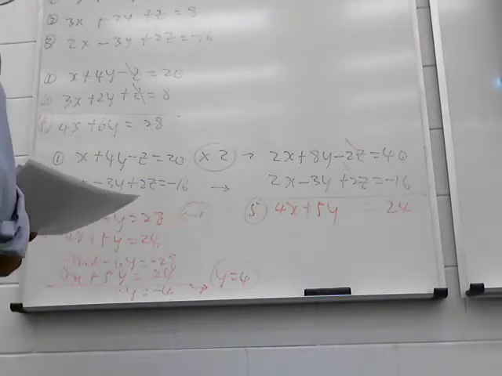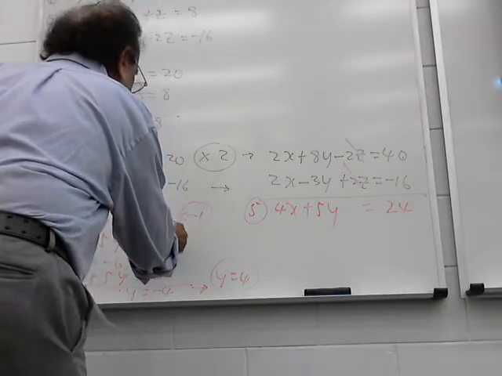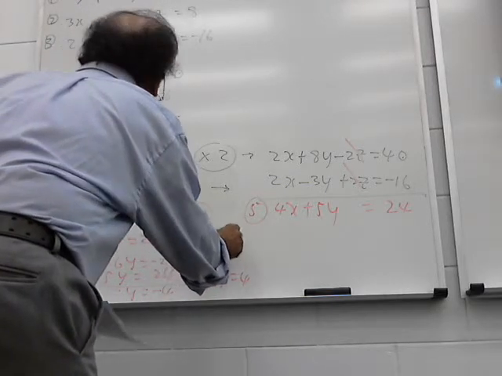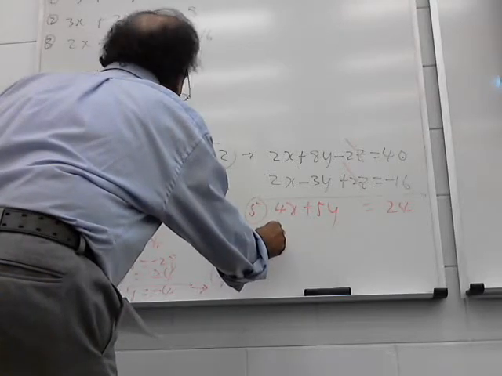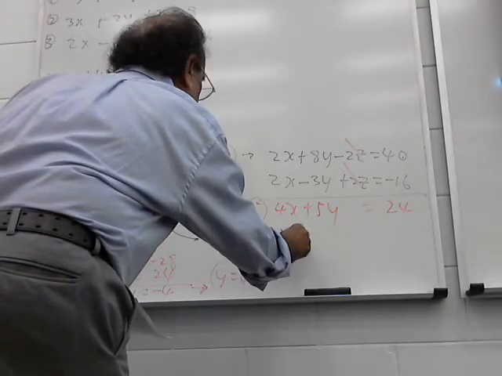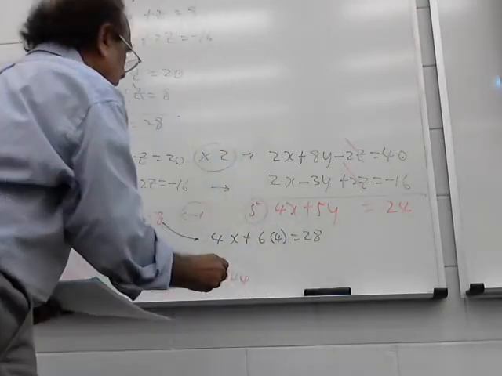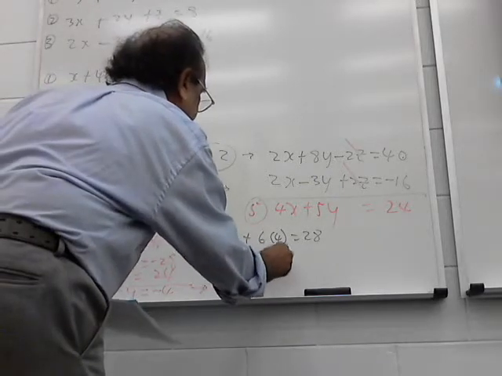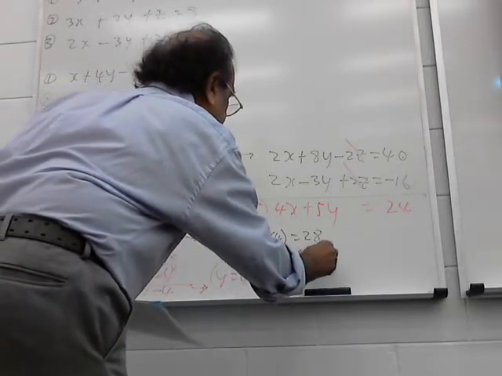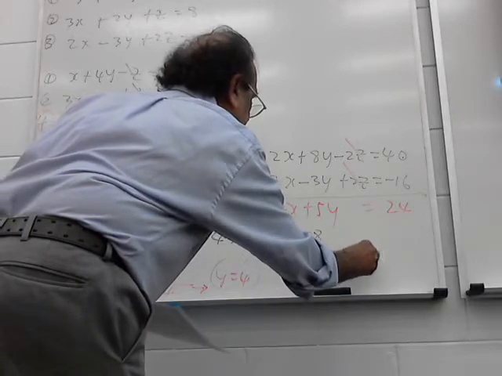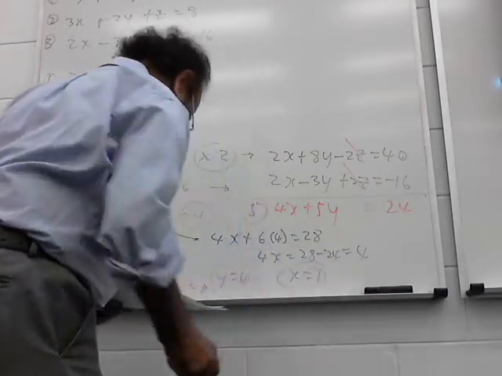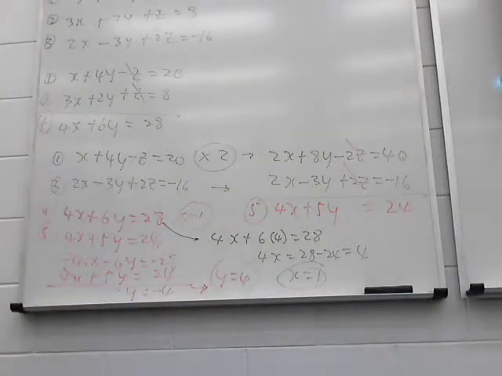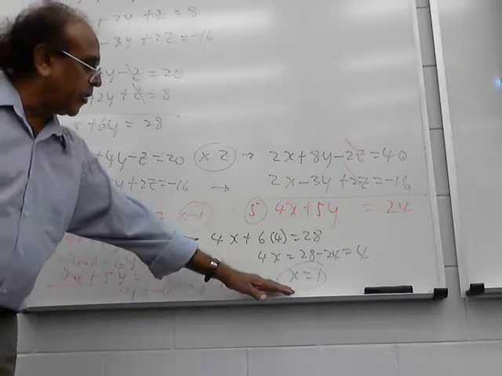And if I use this one here, then I get 4 times x plus 6 times 4 equal to 28, and then I get 4x is going to be equal to 28 minus 24, which is equal to 4. Therefore, x equal to 1. So x equal to 1. So right away, class, we have y equal to 4, x equal to 1.